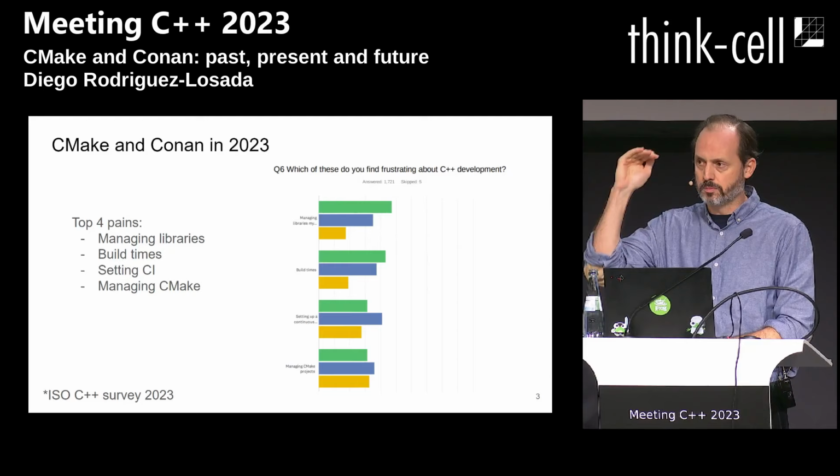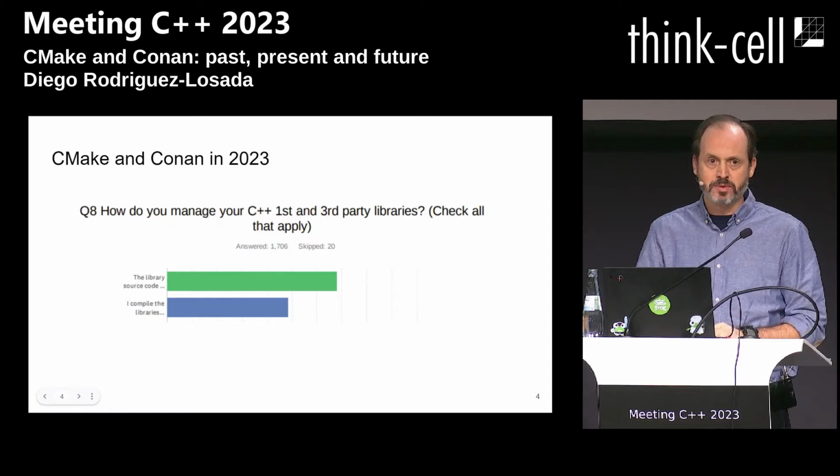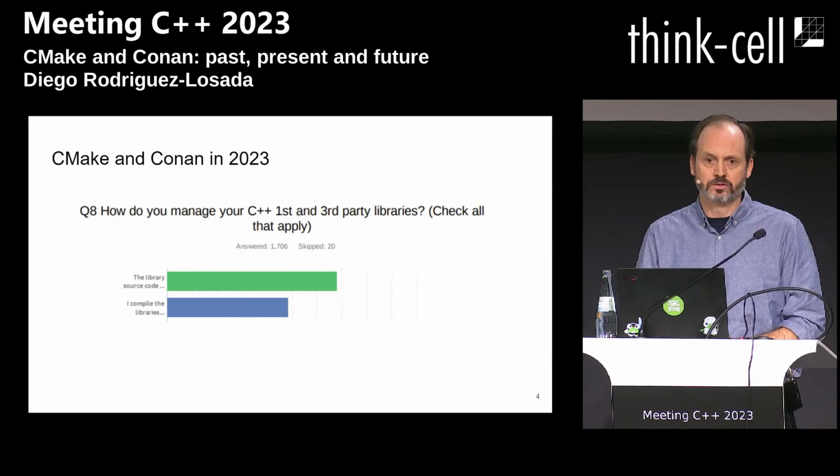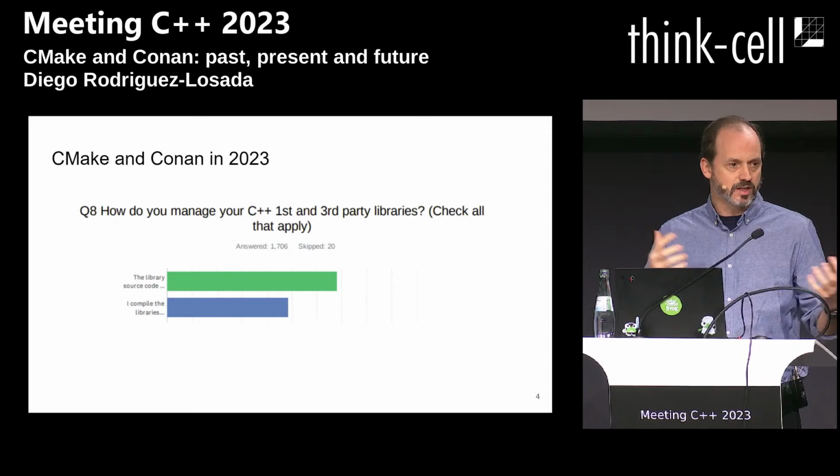At the same time, how do you manage your libraries? The answer is, I just put the source code inside my repo, or I build manually following the README from the GitHub repo. Okay, so there is something that is off there, something that is really not working.